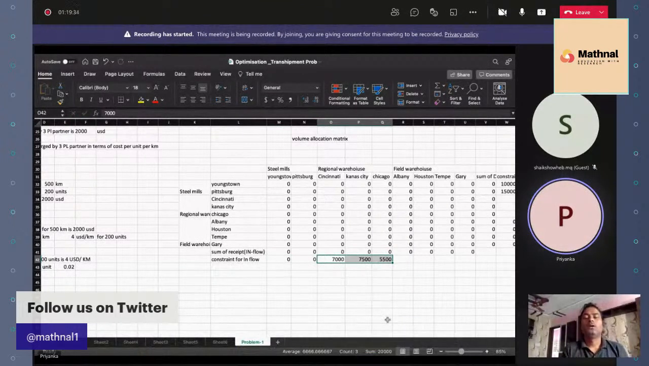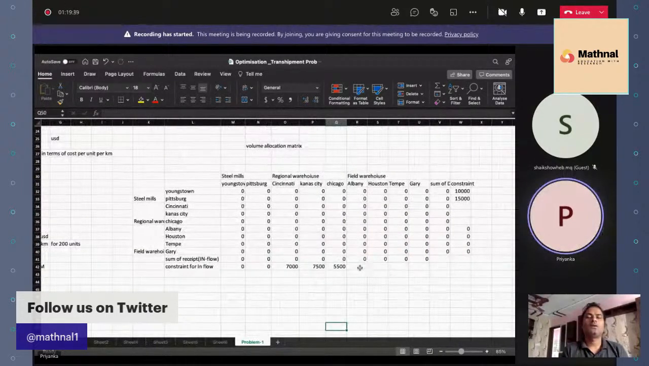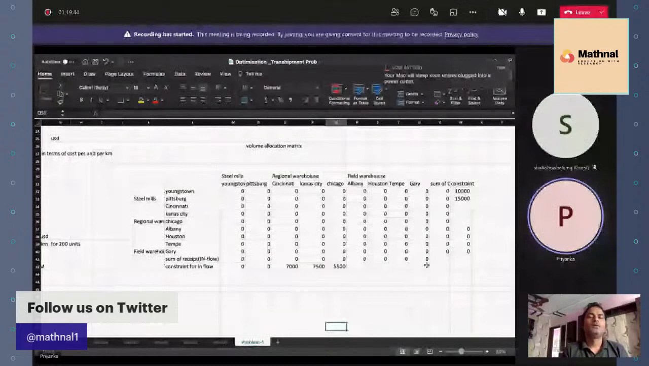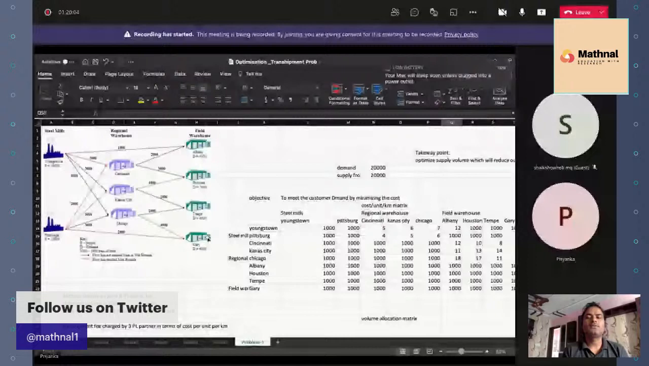Now, the last four field warehouses: are they going to receive or are they going to dispatch? Go to the diagram and look. Are the four field warehouses dispatching points or receiving points? They are all receiving points, so we have to put receiving volumes there. We'll put the receipt values. Go to the allocation matrix and we'll put the receiving volume.